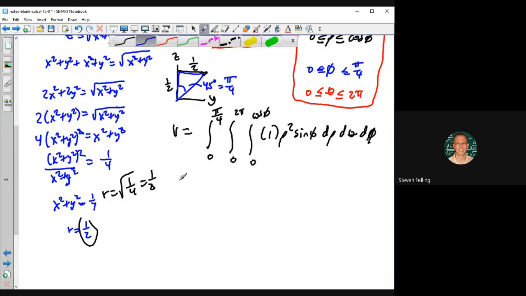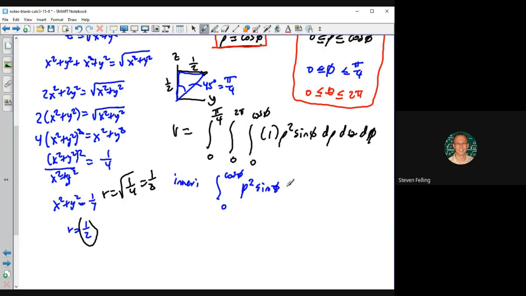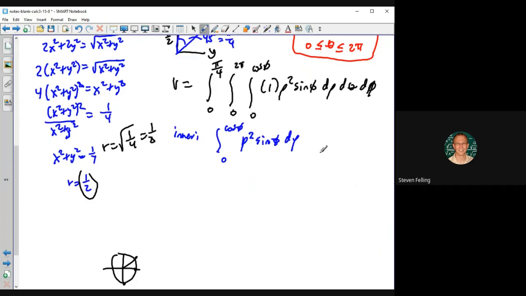So the inner integral would be from 0 to cosine phi of 1, or just rho squared sine phi d rho. Okay, so the sine will come out. That is a constant while we're working on integrating rho. So we've got 0 to cosine of phi rho squared. So a little bit more complicated. So we have sine phi. And then we have 1/3 rho cubed. I thought this was more complicated than what that was working out.